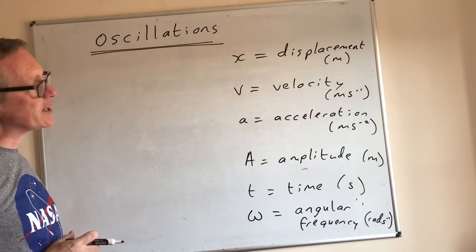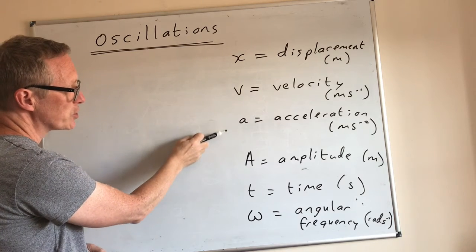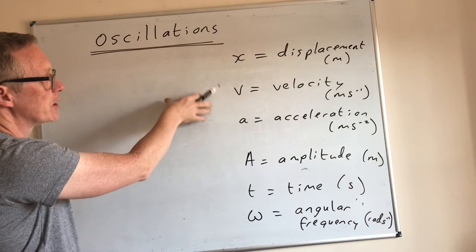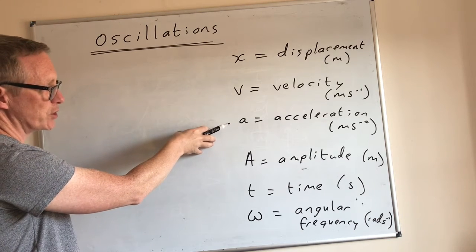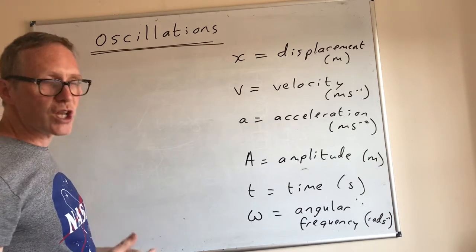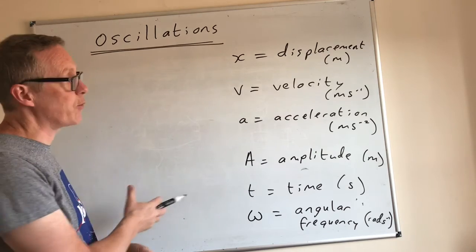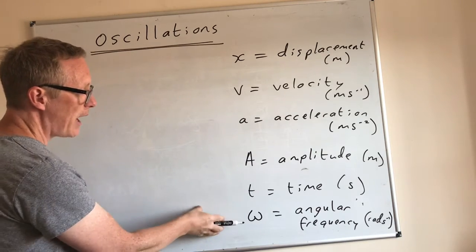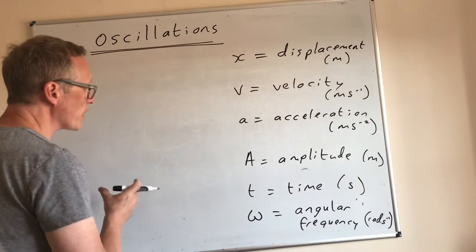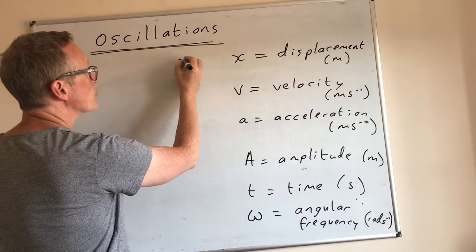The idea with today's lesson is we're going to be looking at the way that these variables change with respect to time: displacement, velocity, acceleration. Amplitude is a constant for one oscillation because it's the maximum displacement. We're looking at how these things vary with time, and we have another constant, which is angular frequency.